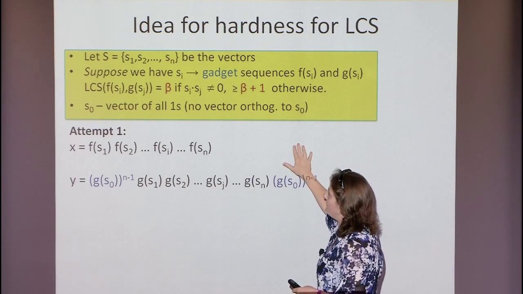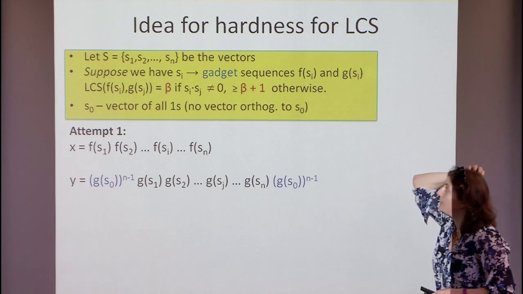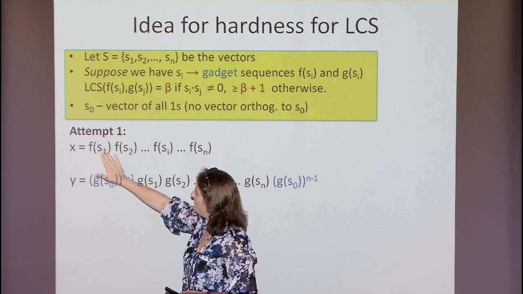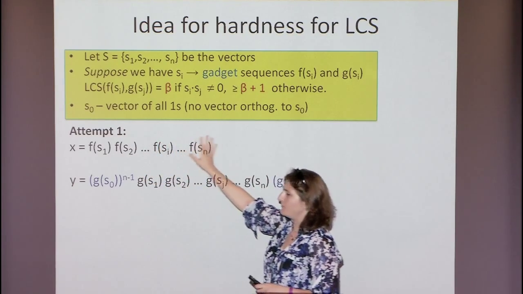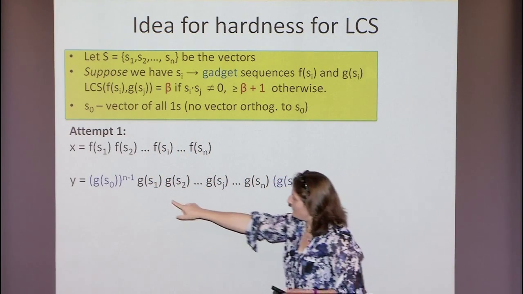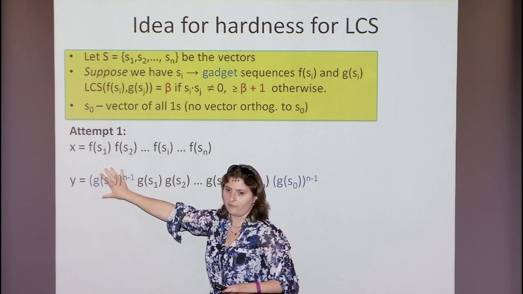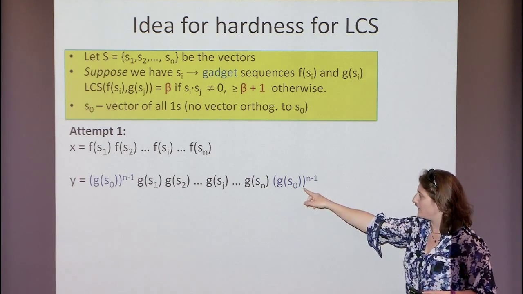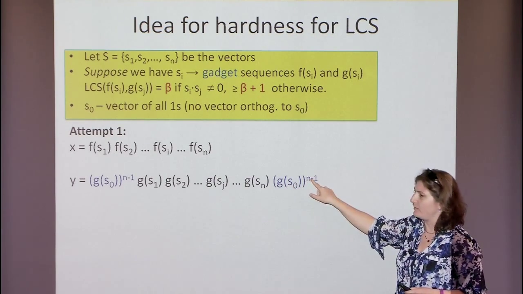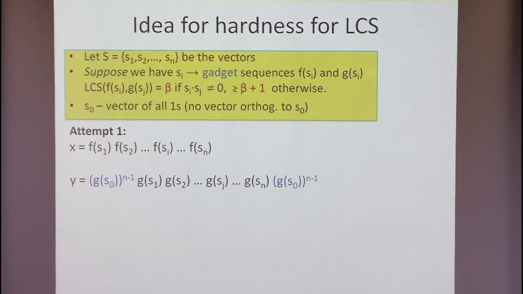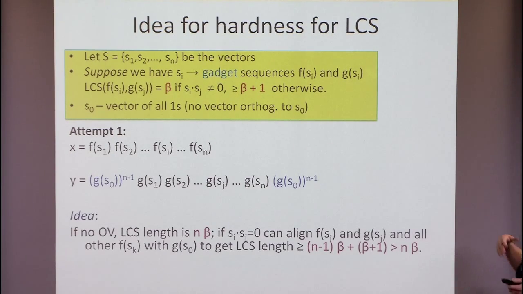The first attempt is I take my gadgets for the first sequence and put them one next to the other: F of s1, F of s2, up to F of sn. I take the other ones and also put them next to each other, but I also add extra stuff on the left and on the right, which is just the gadget for the all ones vector repeated n minus one times in both cases. Okay, so this is just the first idea. So why do I do this? Well, this is what we want.